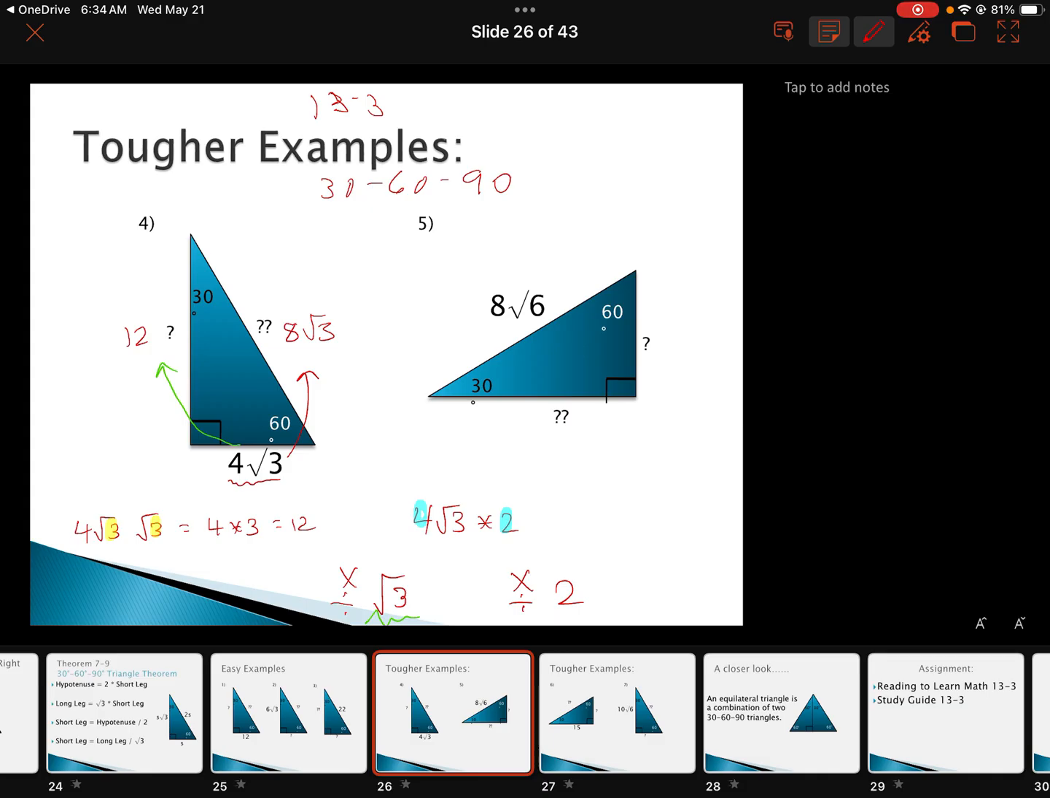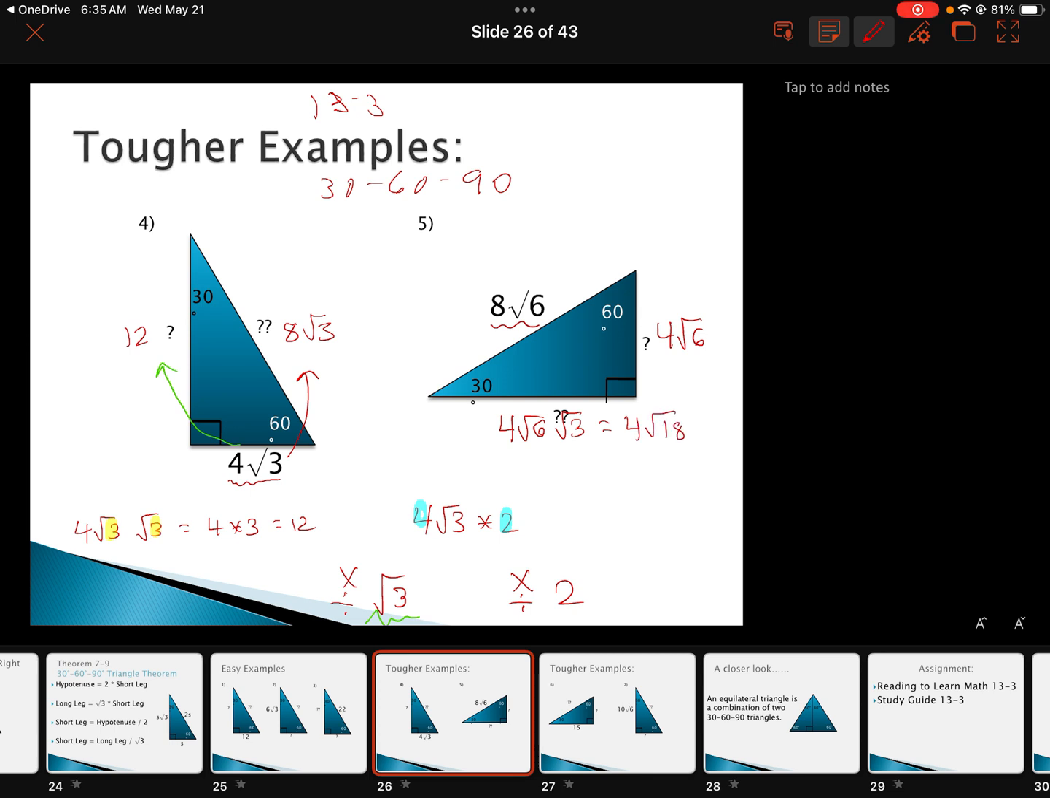So a little bit of work involved, but there's a pattern here. If you don't recognize it now, you will soon. Let's try number 5. Let's go backwards. They give us the hypotenuse. You want the short leg, so let's divide that by 2. If I have 8 square roots of 6, the short leg's going to be half of that, so it's just going to be 4 square roots of 6. The long leg is going to be that short leg, 4 square roots of 6, times the square root of 3. Okay, now we have a little bit of simplifying to do there.